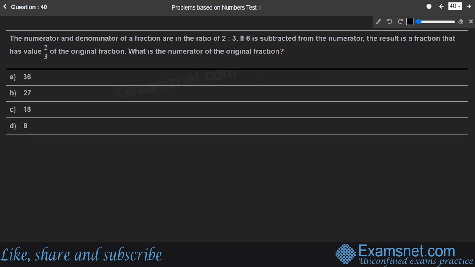Now, he says the numerator and denominator of a fraction are in the ratio 2:3. If 6 is subtracted from the numerator, the result is a fraction that has a value 2 by 3 of the original fraction. What is the numerator of the original fraction?